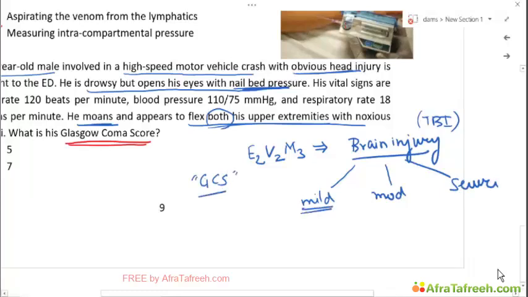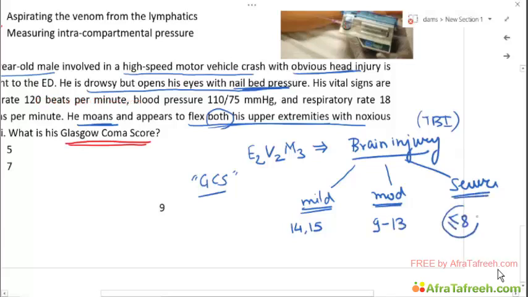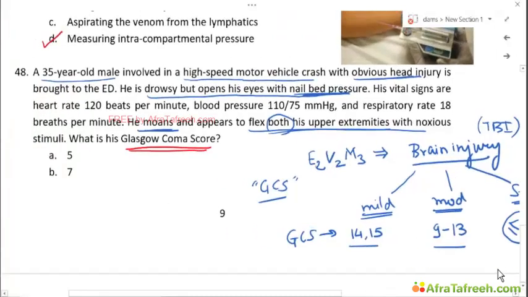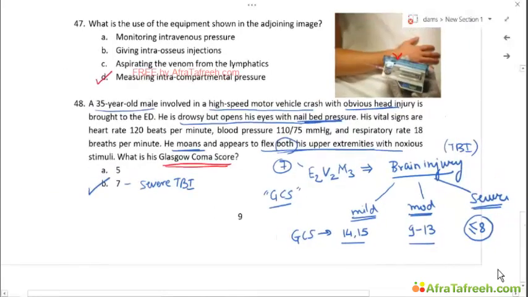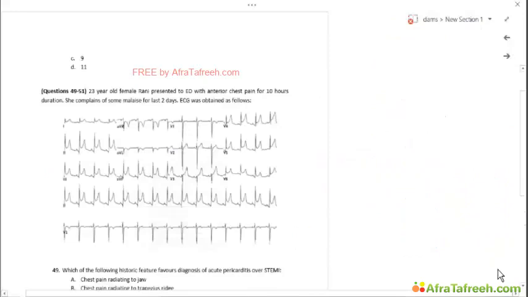Okay? For the injury to be called mild traumatic brain injury, the GCS is either 14 or 15. For moderate, it is 9 to 13, and to call it severe, it is less than or equal to 8. Right? So based on the GCS, you can classify a patient's traumatic brain injury. For this, the patient has a GCS of 7 and has severe traumatic brain injury. Right? We come to the next question now.